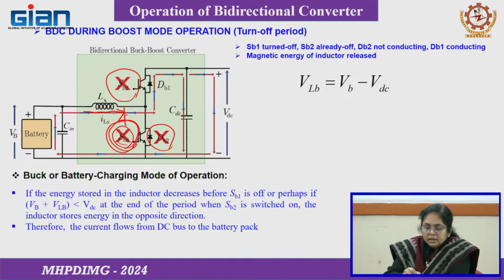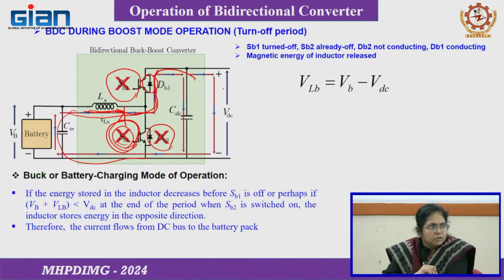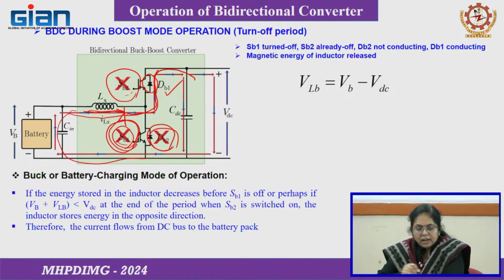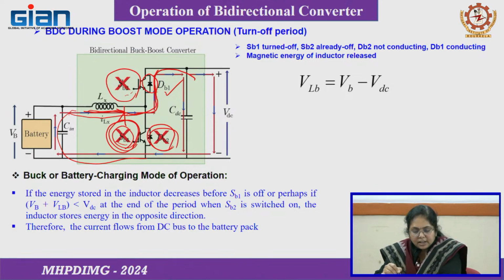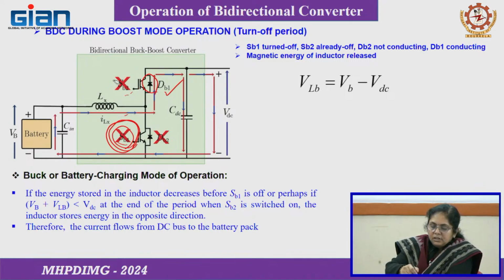So what will happen? The current stored in the inductor will now discharge through the body diode of the upper switch. That is the battery discharging, meaning it is now supplying the load. The switch is off, meaning all three components SB1, SB2, DB2 are off and DB1 is on. In a similar way you can do the analysis for the buck mode, which is just reverse direction power flow, and here I have shown it in detail.